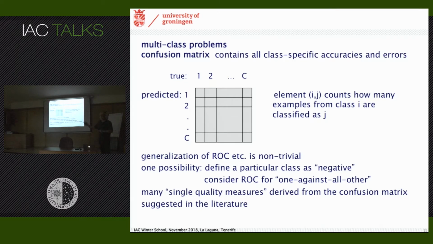For a multi-class problem, this is difficult to generalize. You would go to the full confusion matrix, and then people have come up with one number quality measures that are computed from the confusion matrix, and there's a zoo of different options.